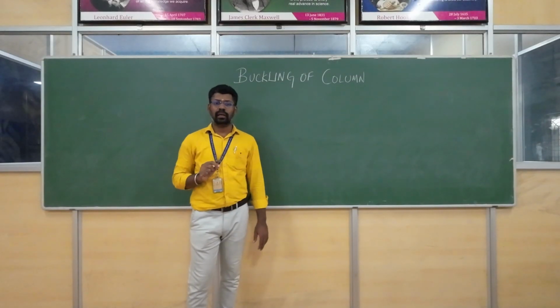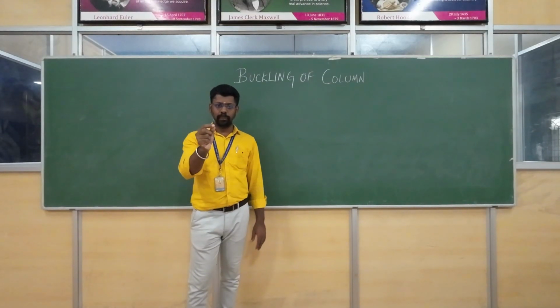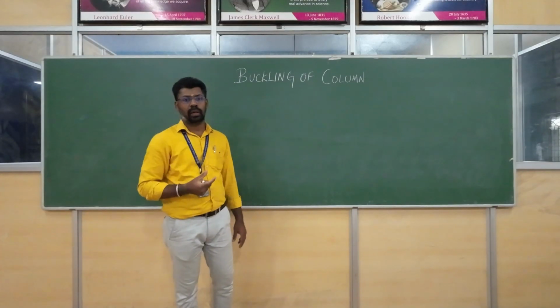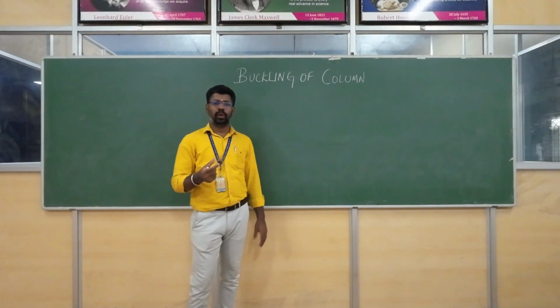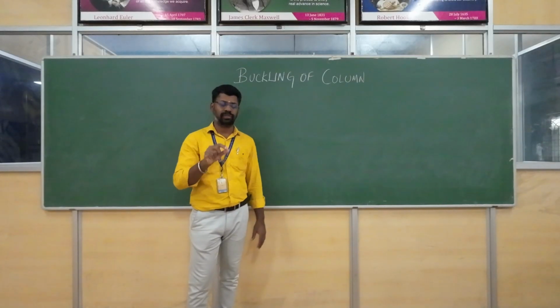Columns are used in many applications. For example, in aircraft structures, we can take the stringers. The stringers will take axial compressive load, which can lead to buckling, and the landing gear struts are also subject to buckling. So that's why we need to understand the buckling of column. It is used in many applications, especially aircraft structures.